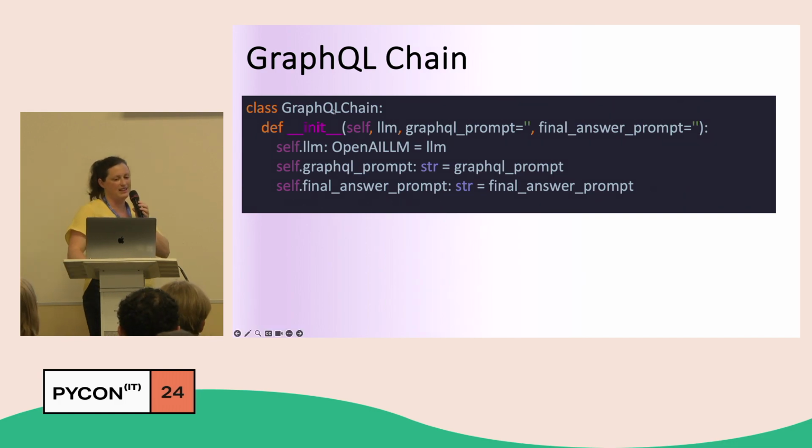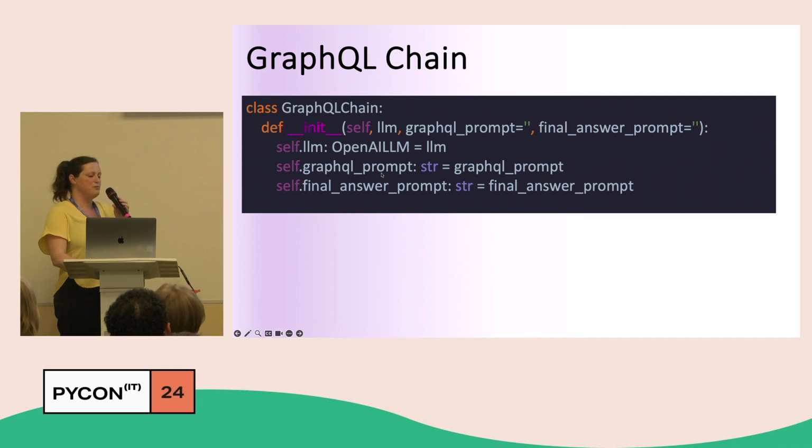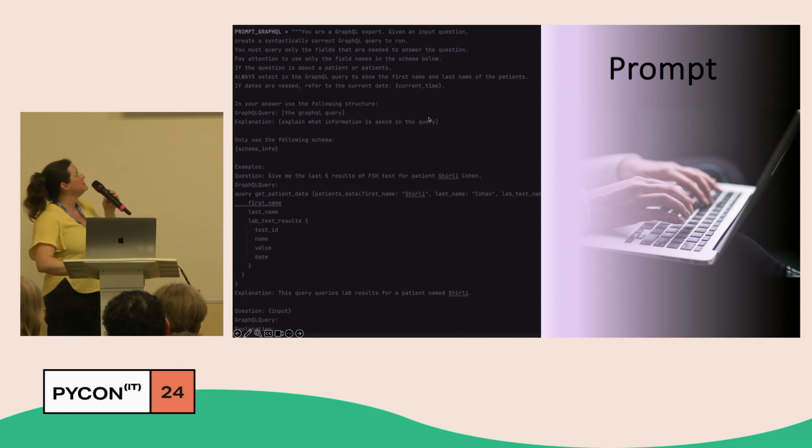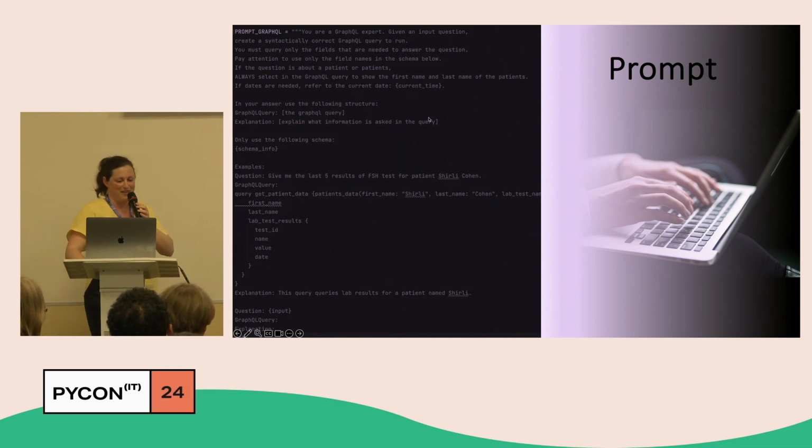First, we defined a class of GraphQL chain. We initialize it with the LLM we want to use. Here it's an example with OpenAI, but it can be another LLM. And we initialize it with the prompts: first the prompt for the GraphQL query, and second the prompt for the final answer. So this is a prompt. It looks very big and ugly, but I'm going to explain what it includes.